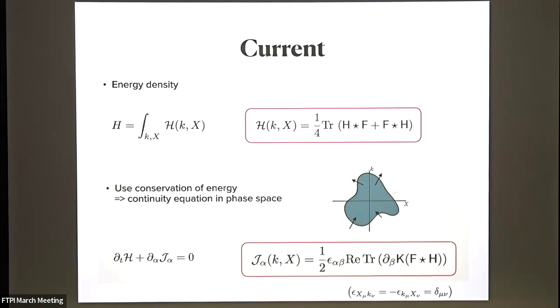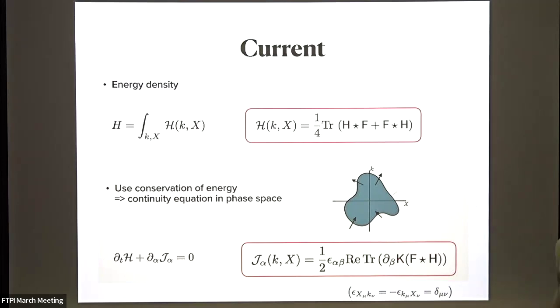Once you take the derivative of this using Hamilton's equation of motion, you get an equation, and you get a phase space divergence, and you can identify the current, i.e., the object which makes this vanish. You can show that this should always be the case because of properties of the Moyal brackets. And now you get a phase space current: this is the derivative of k times something which will play the role of the energy density.